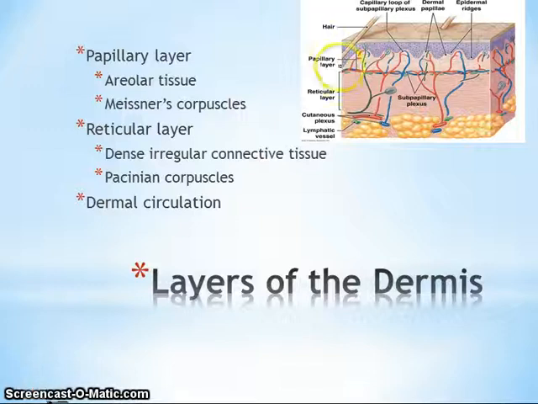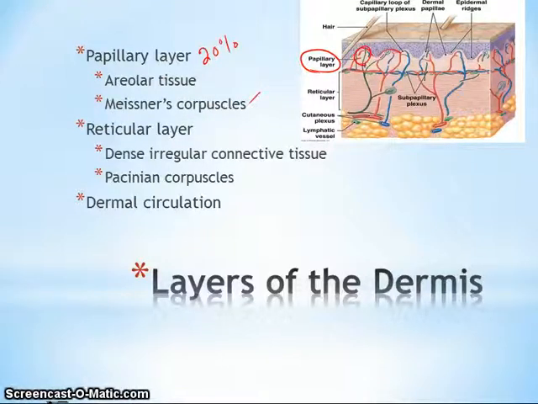The layers are the papillary layer, which is located here. It is the superficial layer of the dermis. It is called papillary because of all those papilla that we've talked about earlier. It makes up 20% of the dermis. It consists of areolar connective tissue. This is a loose, irregular connective tissue, which means that it has elastic and collagen fibers that are spaced fairly far apart.